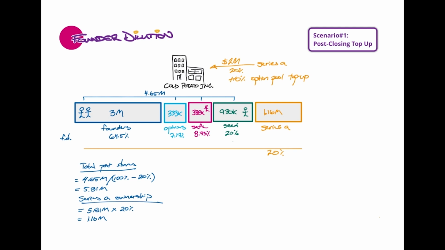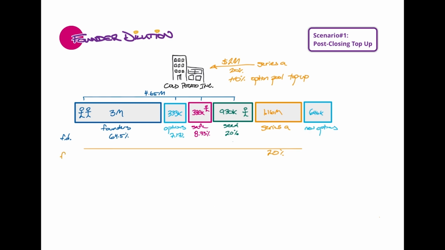Now we'll do the option pool top-up. We'll start by calculating the total shares after the option pool increase, so 5.81 million shares divided by 100% minus the 10% option pool increase, which gives us approximately 6.46 million shares. And now we can calculate the number of shares reserved for the new option pool just by multiplying the 6.46 million shares by 10%, or 646,000 shares.